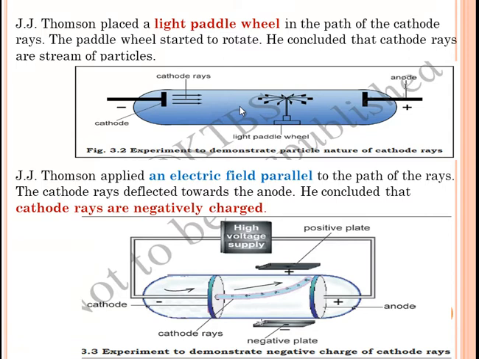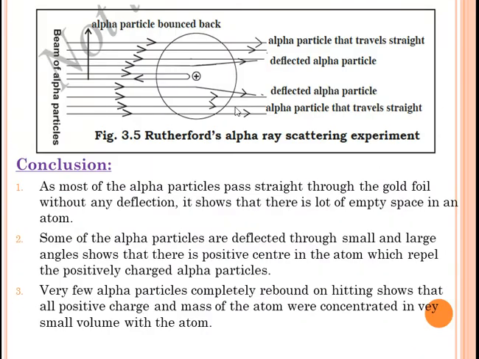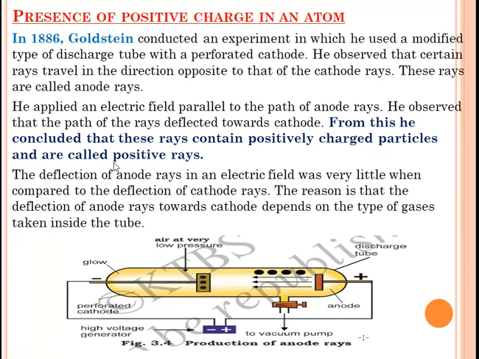Next we'll read about the protons and neutrons in the next experiment. Okay, now the presence of positive charge in an atom. Now we'll study the positive charge. Negative charge we have read about: electrons were discovered and are present inside the atom. Now we'll read about the positive charge which is present inside an atom.